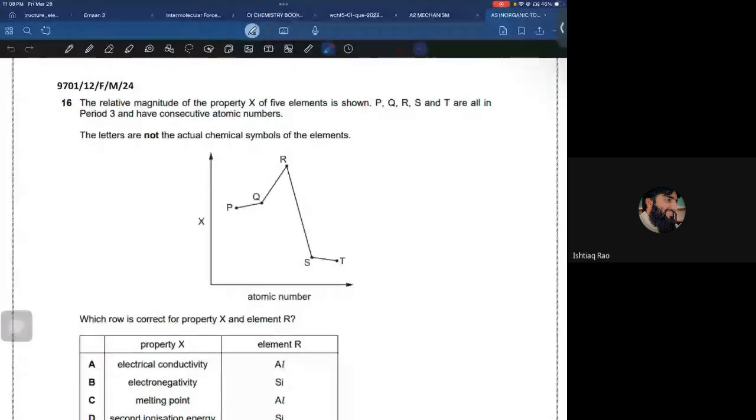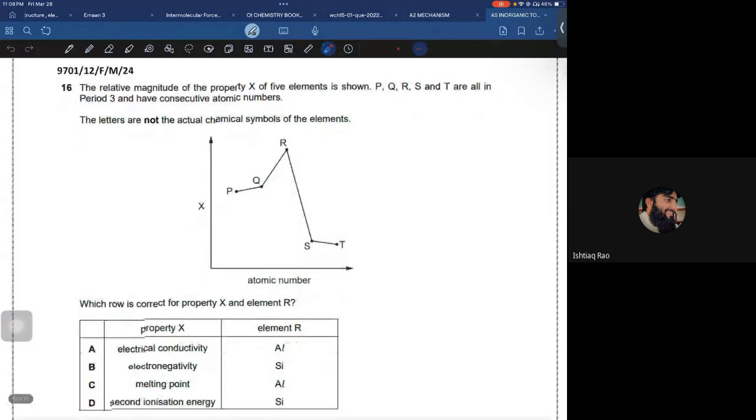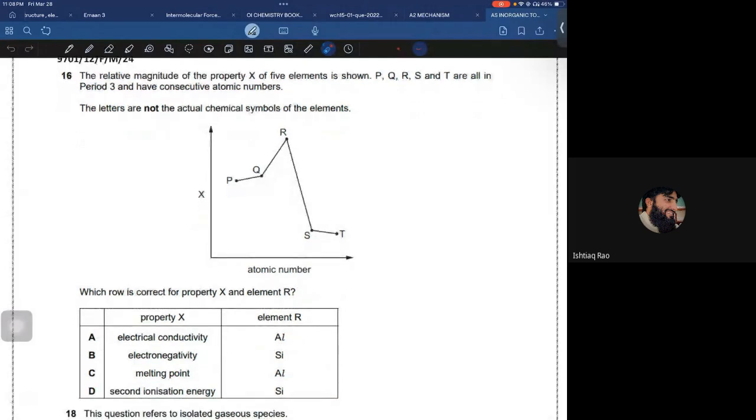If you remember, when we were discussing different graphs, ionization energy, electrical conductivity, or atomic radius. If you remember this graph, what do you think is on the y-axis? Let's suppose option A says electrical conductivity and element R is aluminium. Then this would be magnesium, this would be sodium, this would be silicon, and this would be phosphorus.